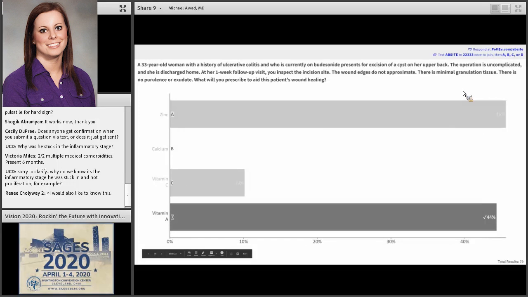So this patient is on a steroid, and the best medication to counteract the effects of steroid stalling on wound healing is actually vitamin A, which is answer choice B.